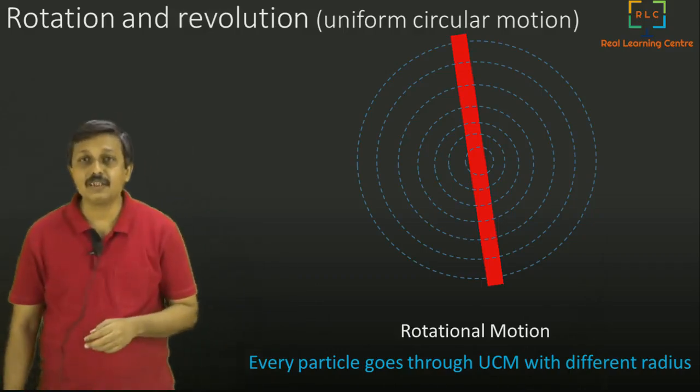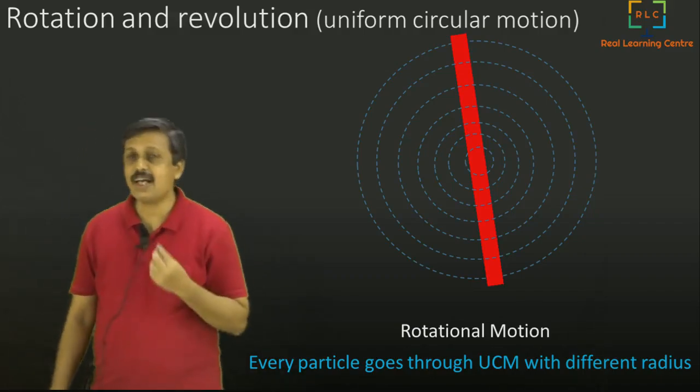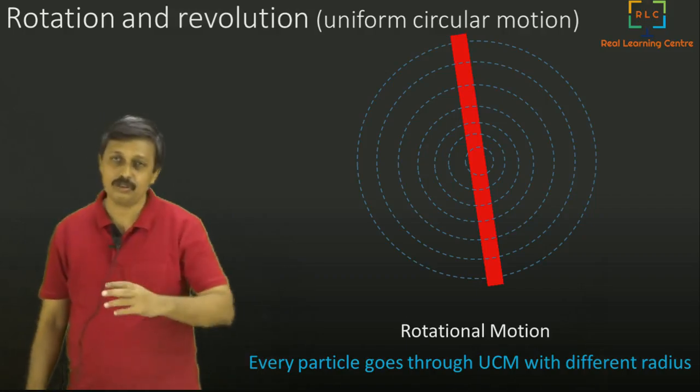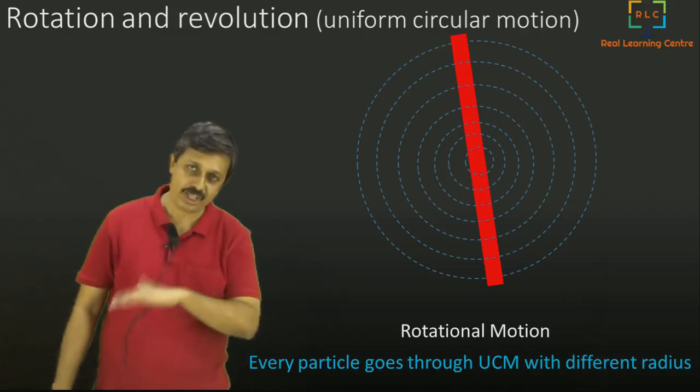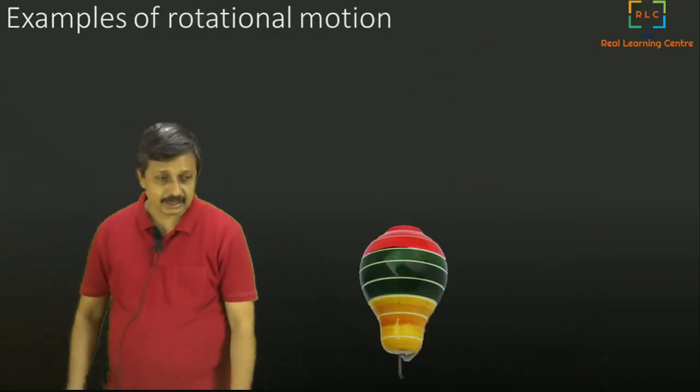That is what we have learned about the relationship between rotation and revolution. So now, whenever I apply certain things to rotation and uniform circular motion, a similar thing can be applied to rotation in this sense. Now let's look at examples of rotational motion.